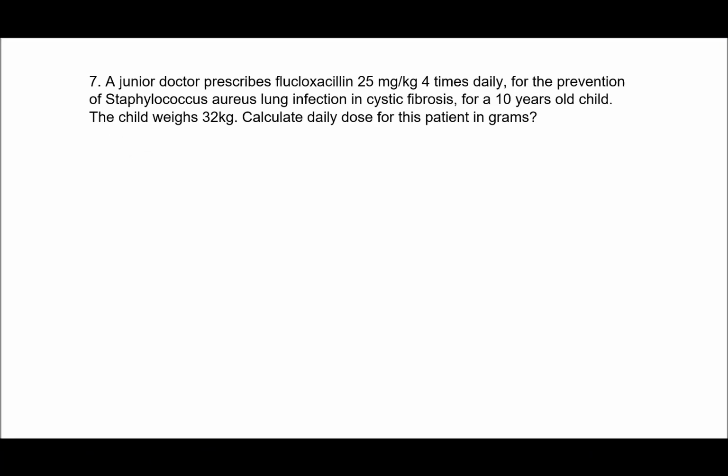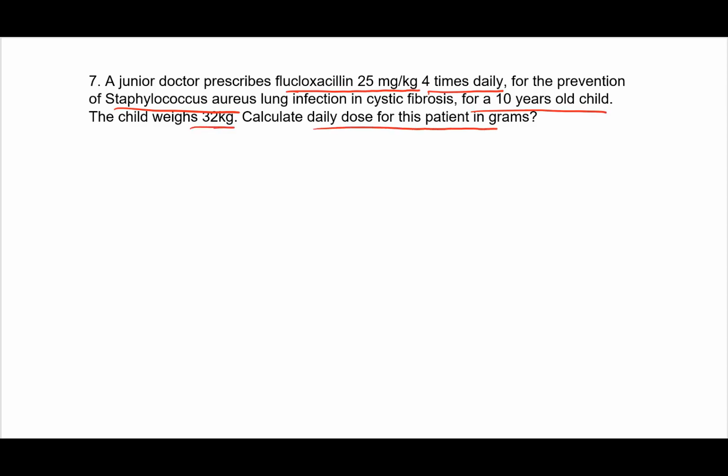Let's move on to question number 7 quickly. We have a junior doctor who prescribed flucloxacillin 25 milligram per kg, 4 times a day, for the prevention of Staph aureus for a 10-year-old child. The child weighs 32 kg. Calculate the daily dose for this patient in grams. So the dose is already given. It's a fairly simple question: 25 milligram per kg, and the weight of the patient is given.